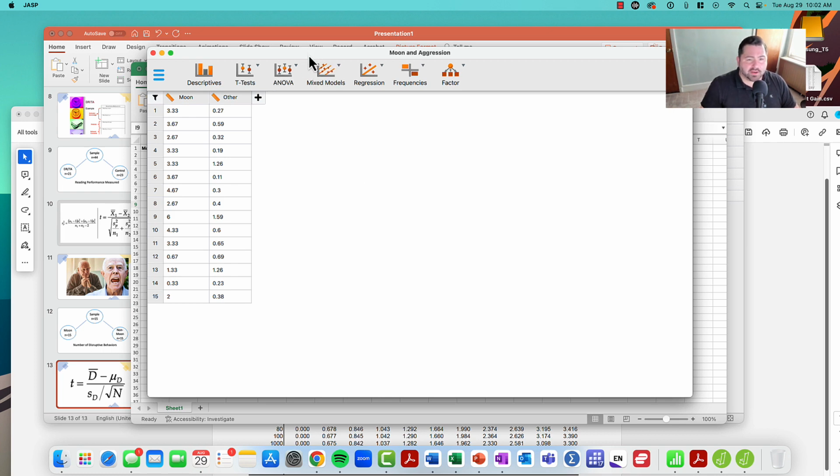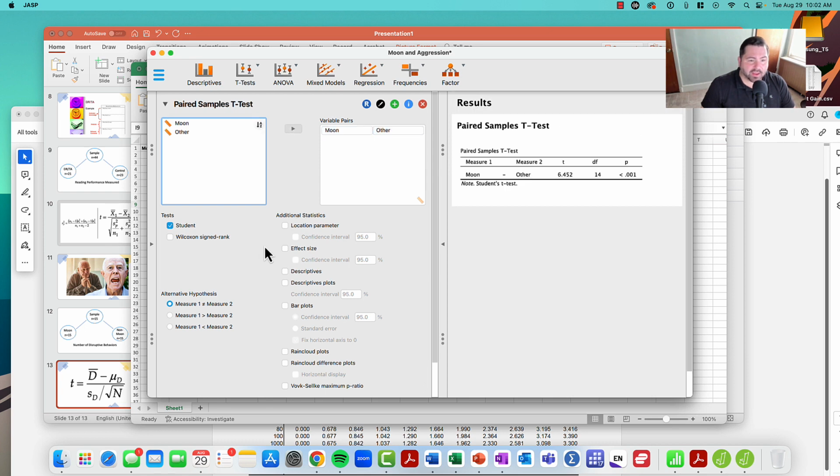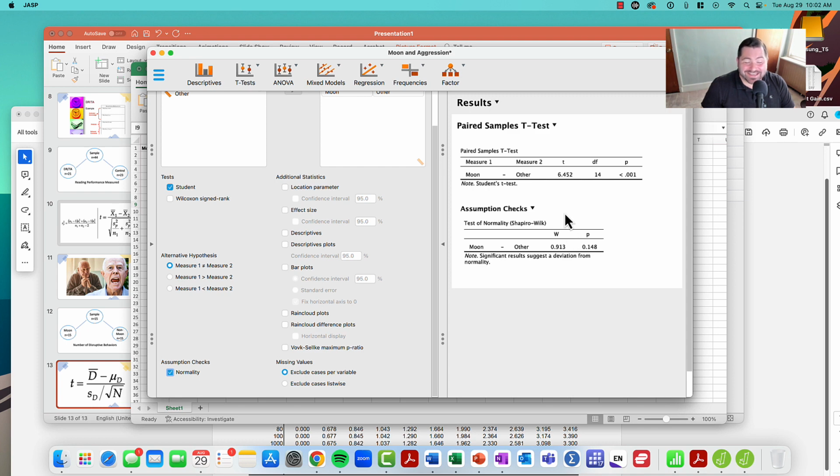So to go ahead and run the t-test, I'm just going to go to t-tests. I'm going to go to paired sample t-test, and I'm interested in these two data. I'm going to move the variable pairs over, and you can see that it's automatically generating the t. But again, I want to make sure that I verify the basic assumption of normality, which assumes that the distribution of the D is not statistically different from a perfectly normal distribution. We see that that's the case because the p-value is larger than 0.05, which tells us that our distribution of the difference scores is not statistically different from the perfectly normal distribution in the population.